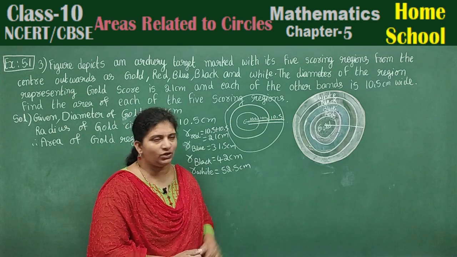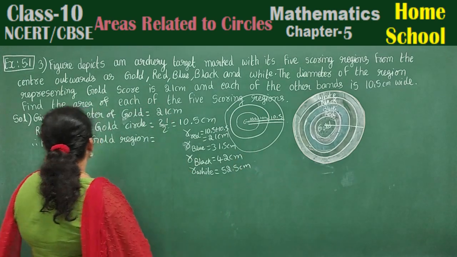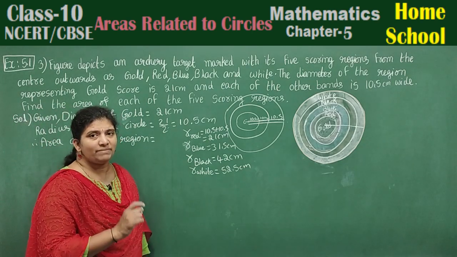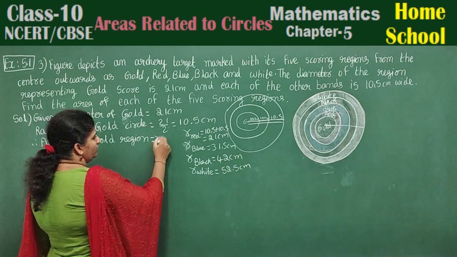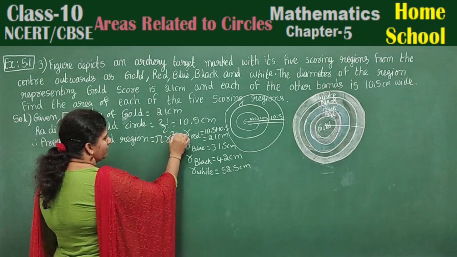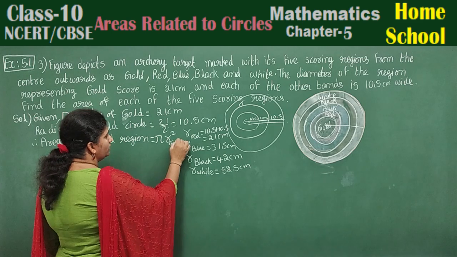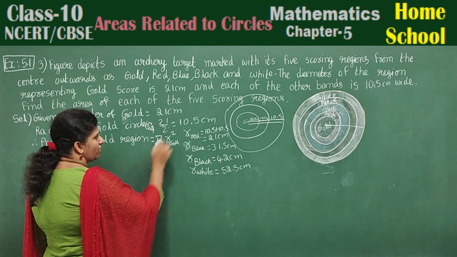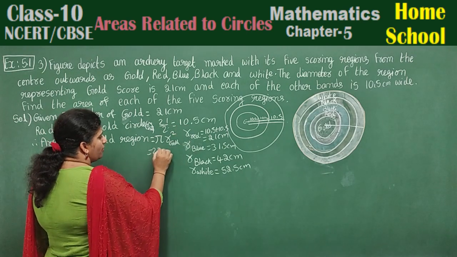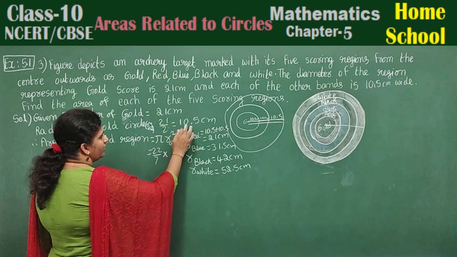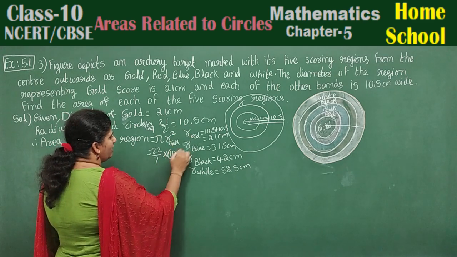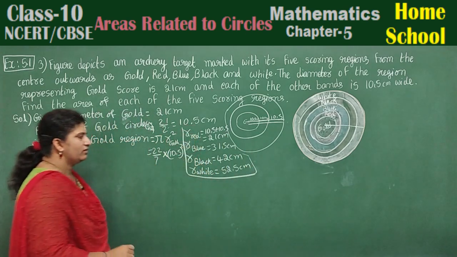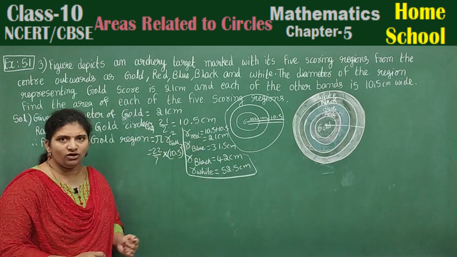And in the middle you have a circle. Area of the gold region. Area of a circle, formula children, pi r square. Write that one. Pi r square. Which r? This is gold, so you can write R gold. Radius of gold is how much? 10.5. Substitute pi value 22/7. Radius 10.5 whole square. 22/7 into 10.5 whole square.